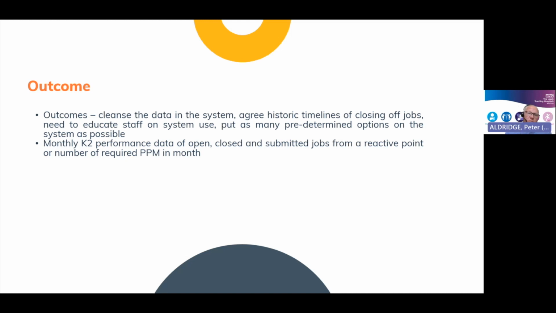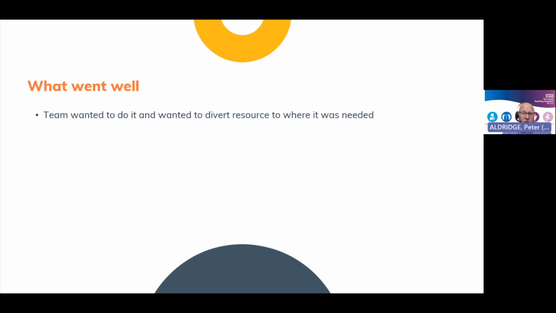And the monthly K2 performance data of open and closed submitted jobs from a reactive point of view, and the number of required PPMs in month, we started to see those figures coming down. And what was interesting in the planned maintenance, so the jobs we go out for because we've got to do them, they fall under some legislation, what we found was those jobs remain the same, but our efficiency in being able to do them in a more timely manner was what the improvement was there. It wasn't so much about reducing those number of jobs. The team wanted to do it and wanted to divert the resource to where it was needed.